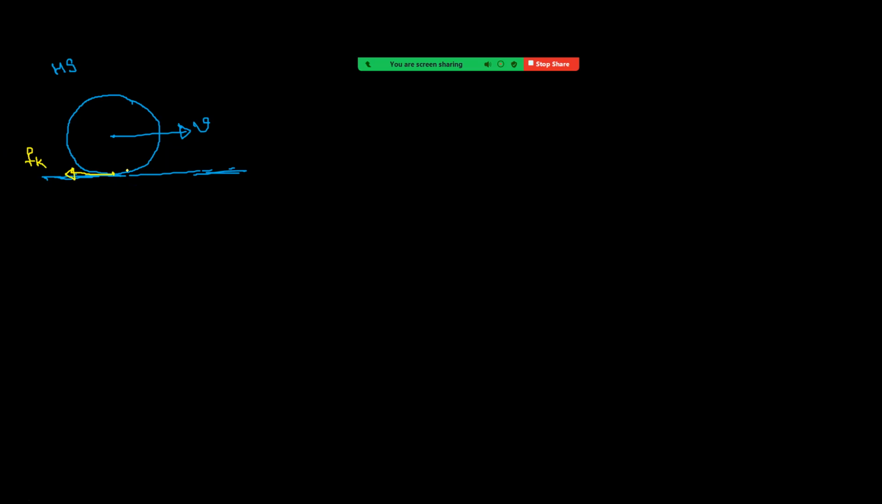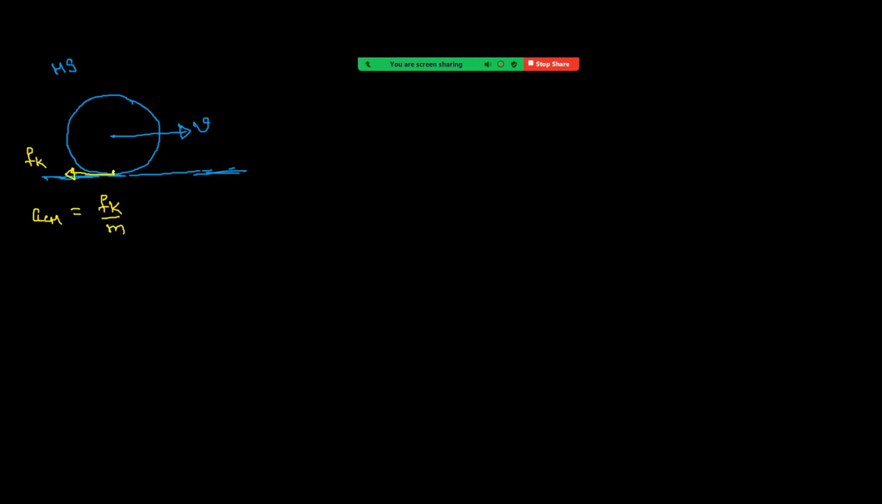Okay. Now see what happens. Mg downwards, normal reaction upwards, both cancel because there is no motion along the vertical. Coming to horizontal, the only force acting is friction. So this is now the net force, and the corresponding acceleration of the center of mass is Fk by M. So acceleration is opposite to velocity. We have learned in 1D kinematics that if acceleration and velocity are opposite, speed decreases, right? That means as it is moving, speed decreases.